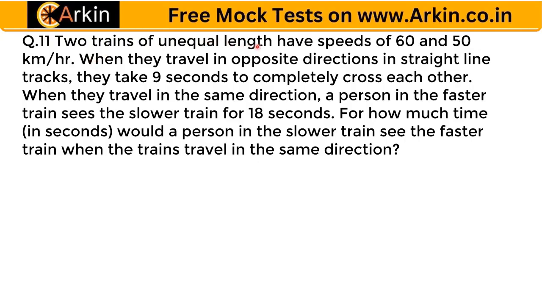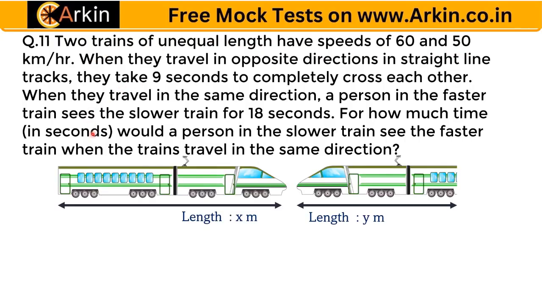Two trains of unequal lengths have speeds of 60 and 50 km per hour. So these are the two trains and let their lengths be x meter and y meter. Their speeds are 60 km per hour and 50 km per hour. When they travel in opposite directions in a straight line, they take 9 seconds to completely cross each other.